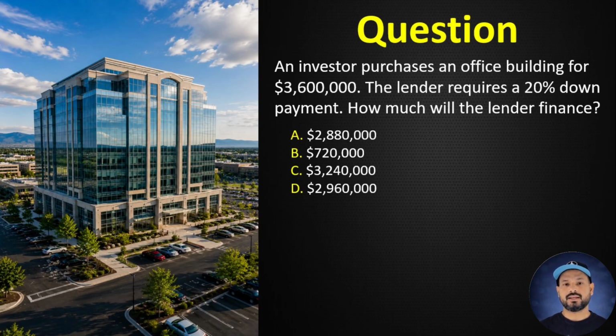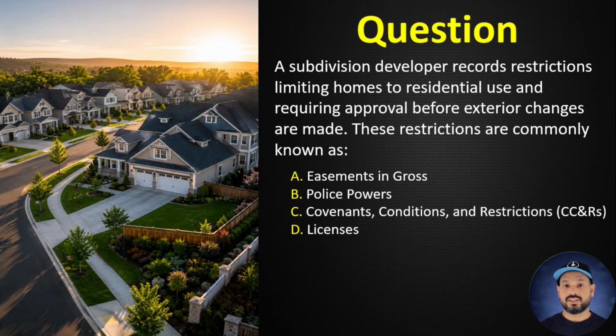$2,880,000. B. $720,000. C. $3,240,000. D. $2,960,000. Correct answer: A. $2,880,000. The lender finances 80% of the purchase price. $3,600,000 checks 80%.